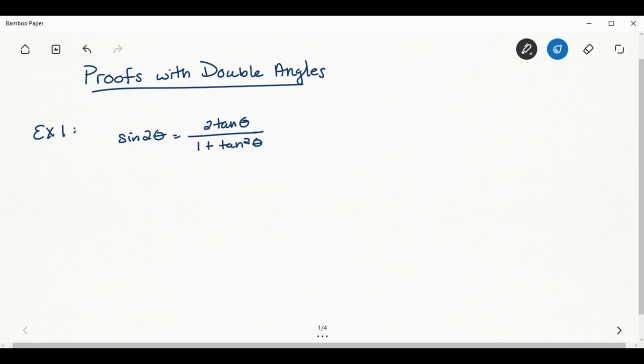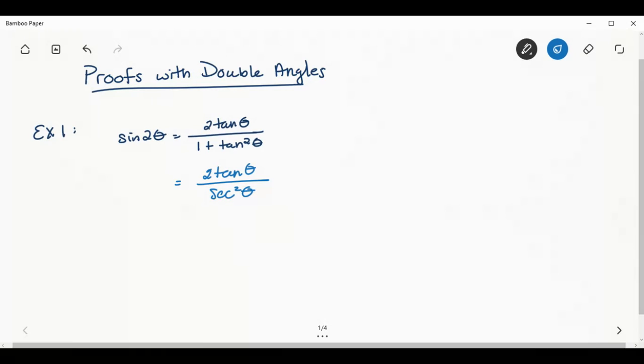This video is going to go through a few examples of using double angle formulas in proofs. So the first example, we're looking to prove that the sine of the double angle theta is equal to 2 tangent theta over 1 plus tangent squared theta. I'm going to look at the right-hand side to evaluate, and I'm going to leave 2 tangent theta at the moment because I can identify that 1 plus tangent squared is secant squared of theta.